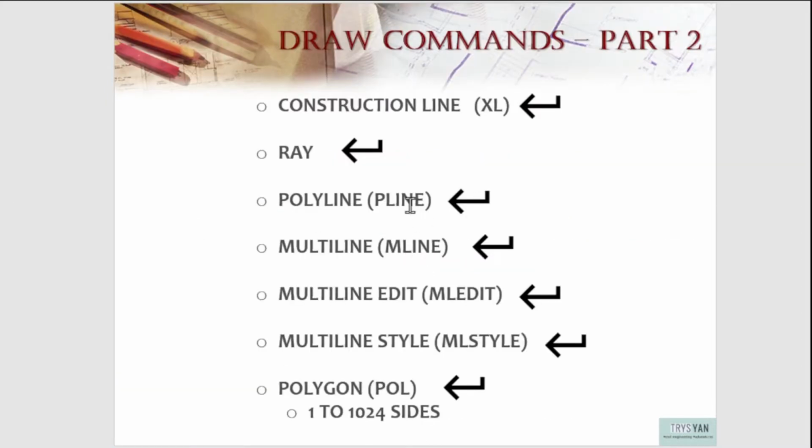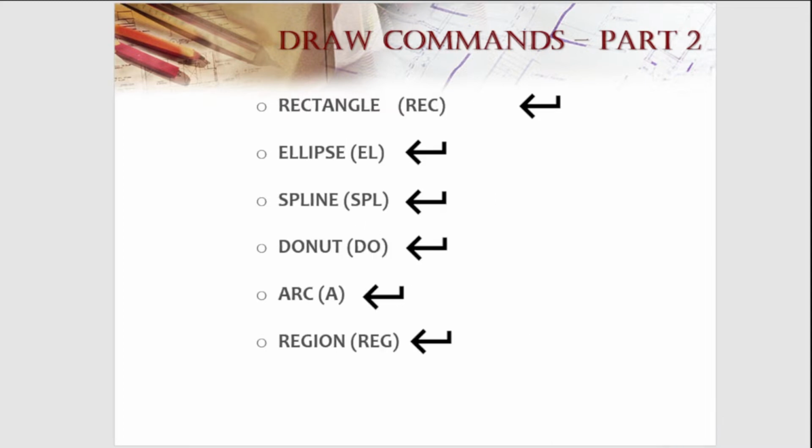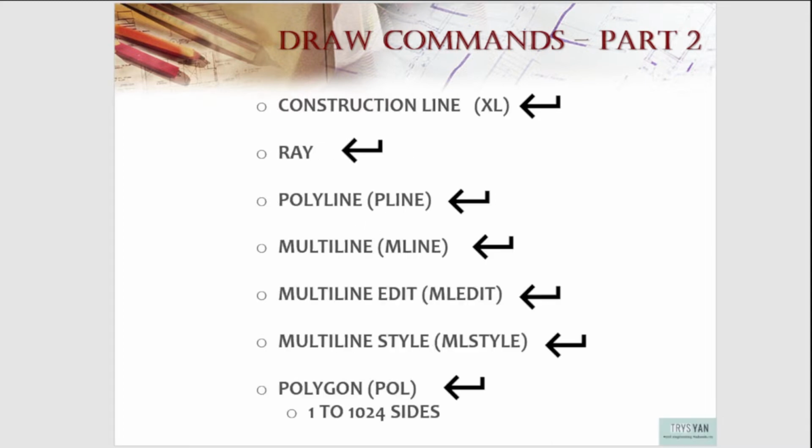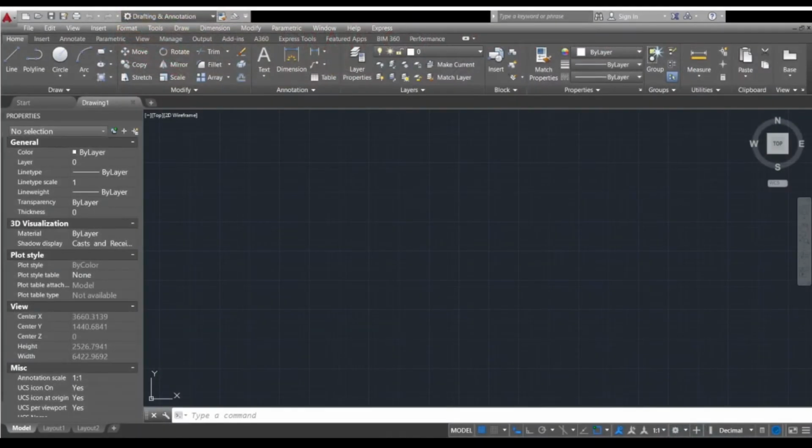So we have different commands to make us draw some figures, and these are the commands that we're going to use. First is the construction line, or we just type XL on our keyboard. So let's try it in CAD. So XL, enter.